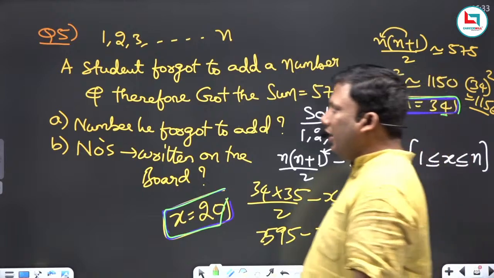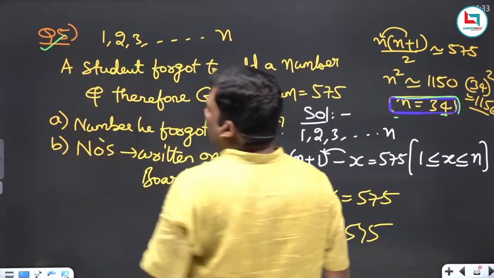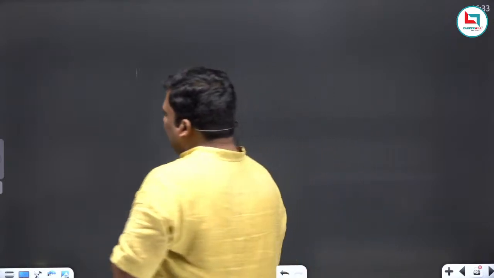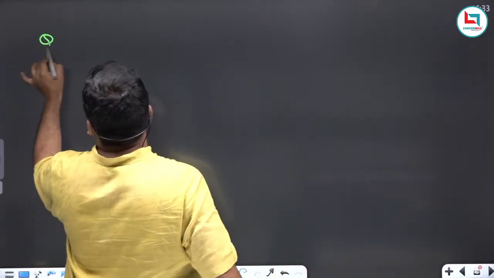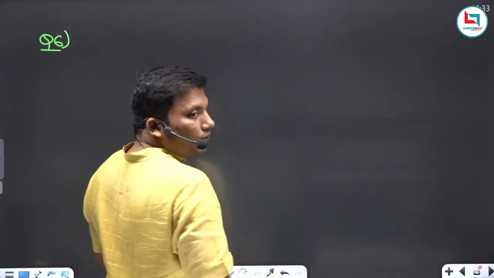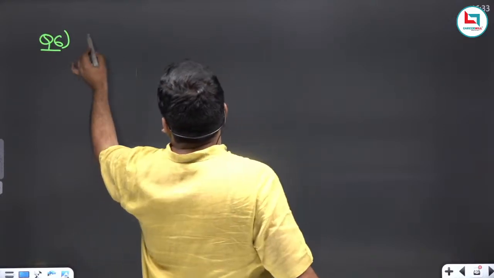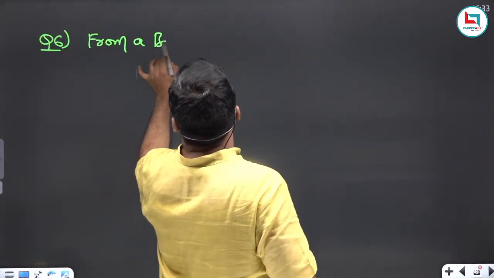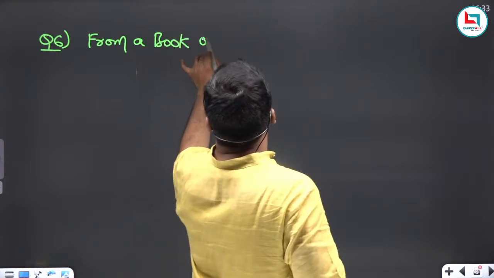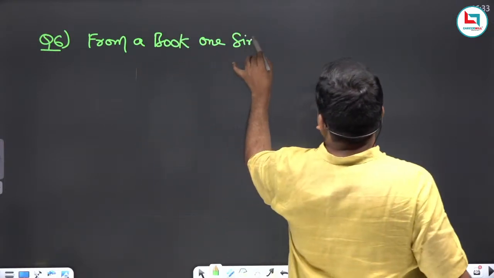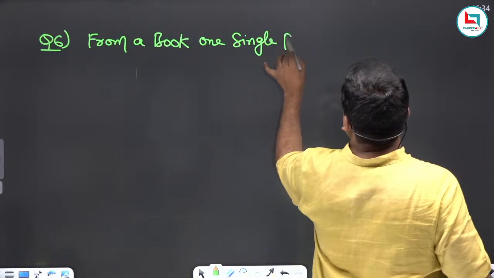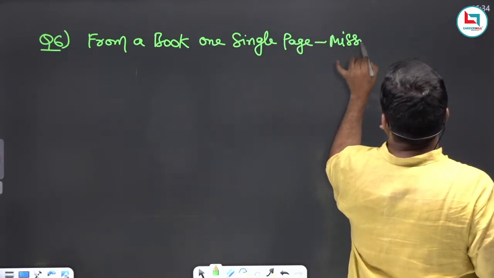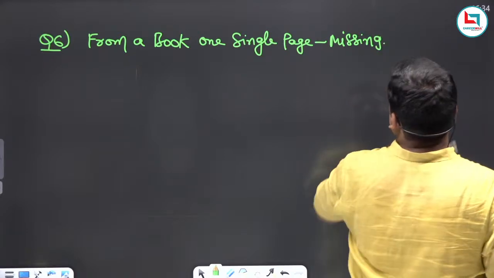Question number 5, I hope it is clear. Question number 6. This is a very, very good question. From a book, one single page is missing.